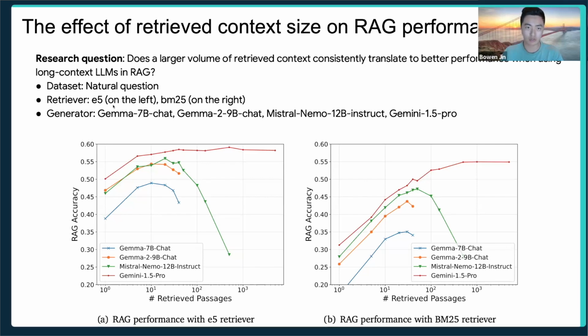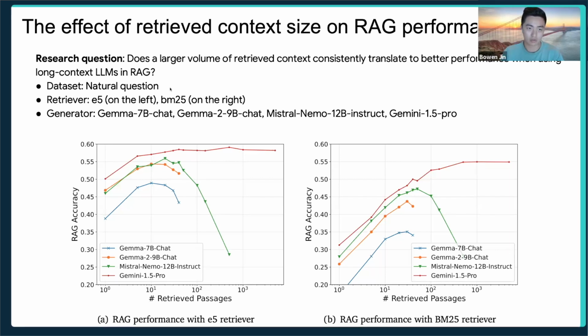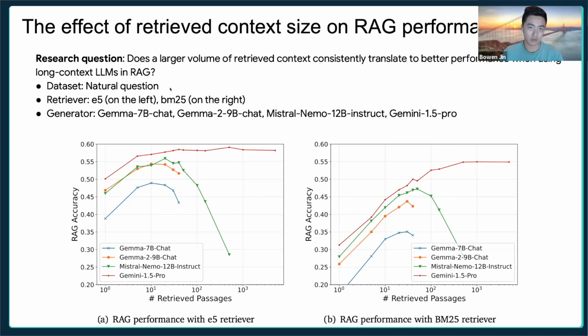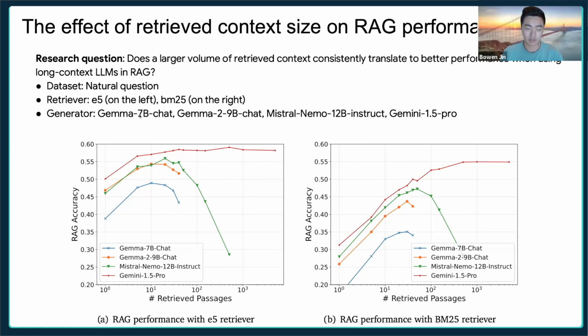So if we increase the number of retrieved documents in RAG, can we have consistently better performance? We conduct experiments on the Natural Questions dataset, and we also show the results on PopQA in our paper appendix. We try two kinds of retrievers, the E5 retriever and the BM25 retriever. And we experiment on four generator large language models: Gemma 7 billion chat, Gemma 2 9 billion chat, Mistral Nemo, and Gemini 1.5 Pro.